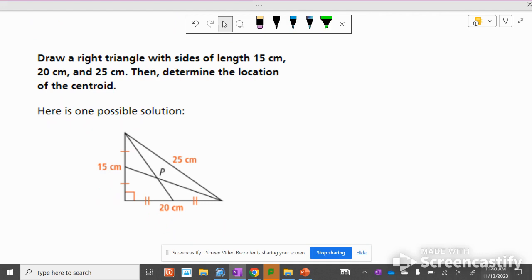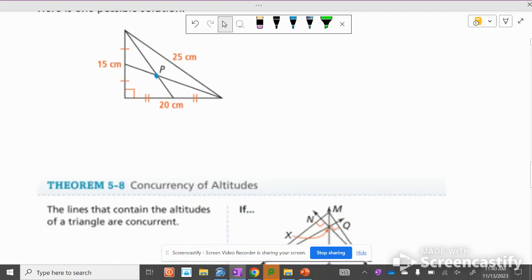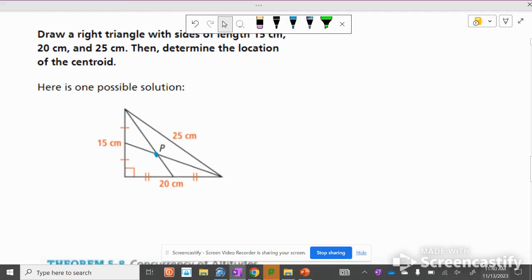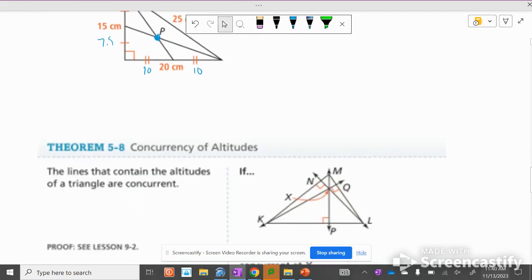Okay, here's a right triangle with lengths of 15, 20, and 25. Where's the centroid going to be? Okay, well, yeah, it's obviously at P. Oh, I guess it wasn't asking me a question. Because if this is 10, this is 10. So you draw it there. This is 7.5. This is 7.5. You draw it there, and yeah. So that wasn't really asking a question.